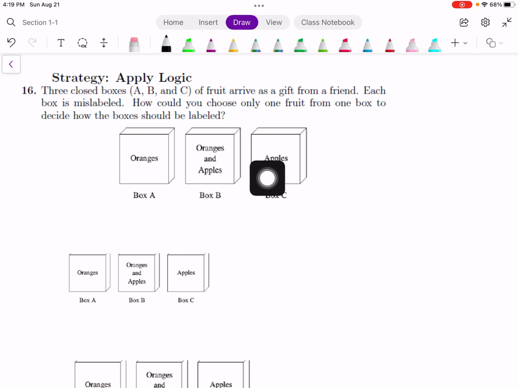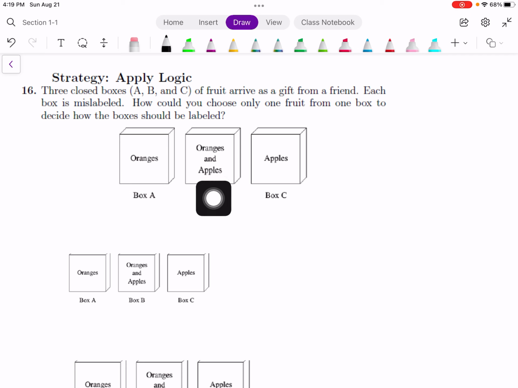It could be that this will be oranges and apples or just oranges. Same for this one. If I choose this box and take one out and that happens to be an apple, then all I know is that it's either just apples or oranges and apples, which honestly I knew even without picking a fruit from that box, right? So that is not a good strategy.